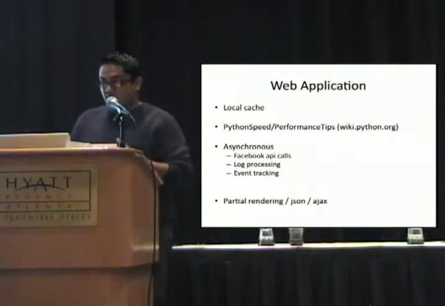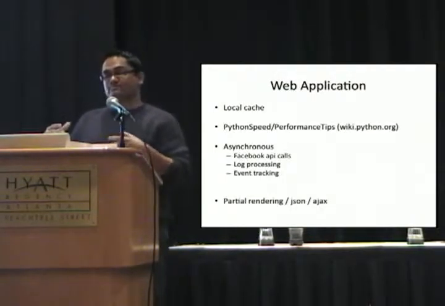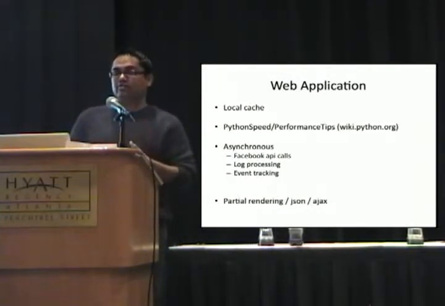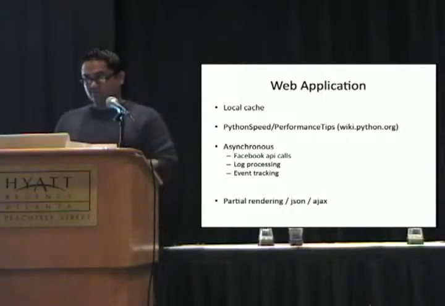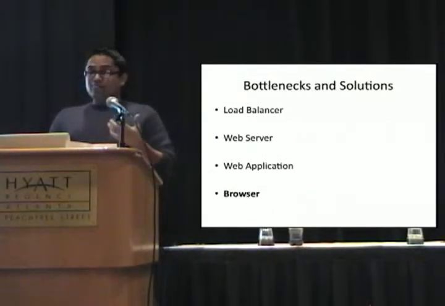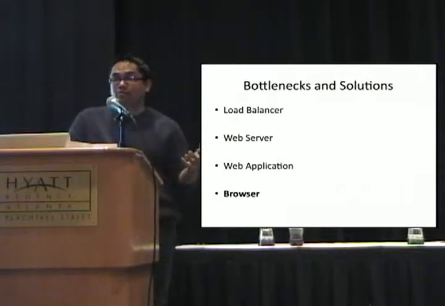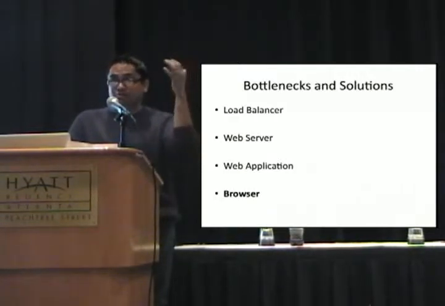We also make sure that we only return the stuff that's needed or that has just changed. We don't return anything else, so we do a lot of partial rendering, Ajax stuff, reading JSON, and all that stuff. Now we have a super cool web application. Our next bottleneck is the browser itself. Once you send the data to the browser, it still takes time to actually render that data.